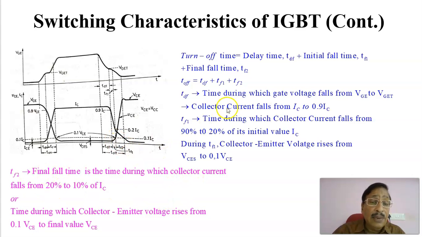And the summation of all these three quantities, delay time plus TF1 and plus TF2, is what we call the total turn off period. Therefore, the total turn off period is equal to TDF plus TF1 plus TF2, and the definition of each one is given here, based upon the variation of the collector current or the variation of the collector to emitter voltage. The total fall time is the summation of these three quantities.